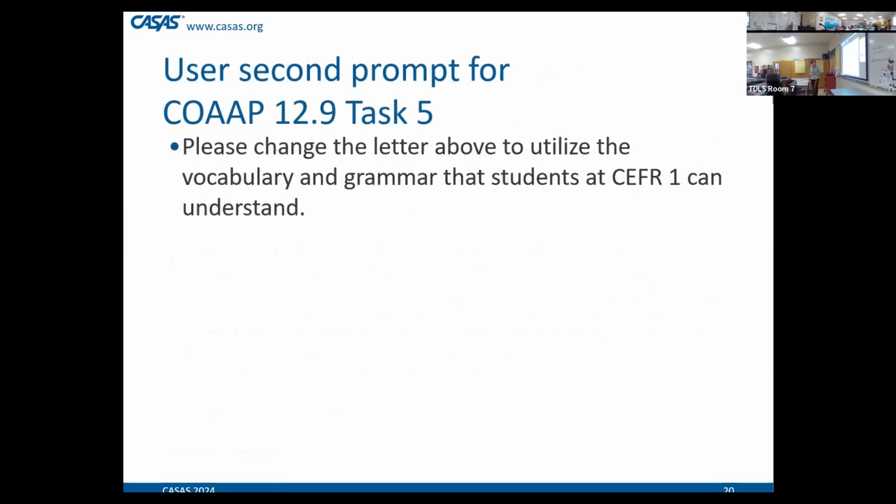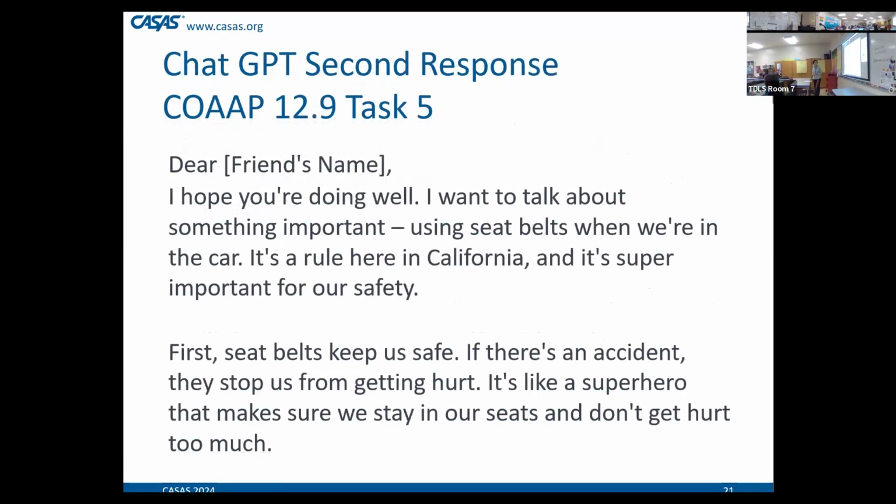So then we wanted to move it down a level, so we asked it to change it to use vocabulary and grammar at the CEFR level 1. And this is what we got.